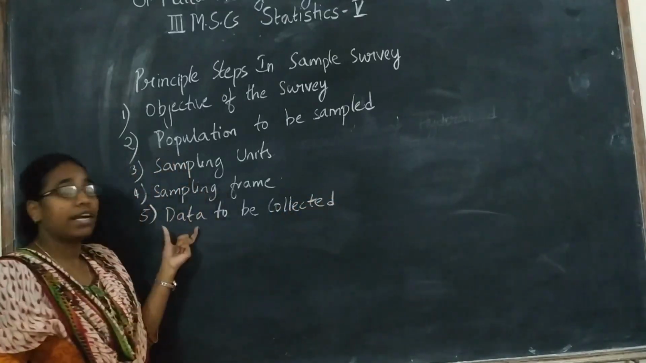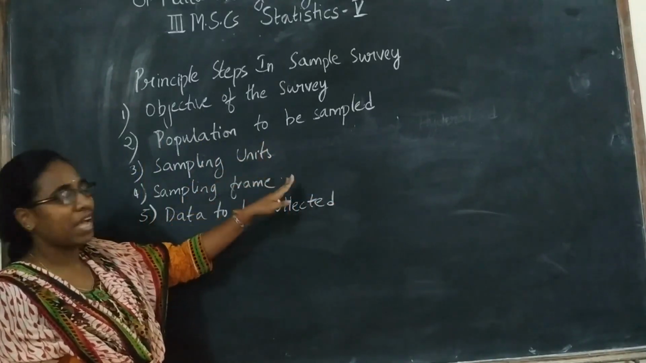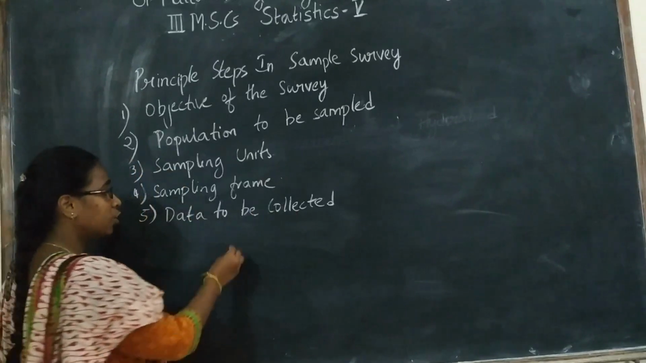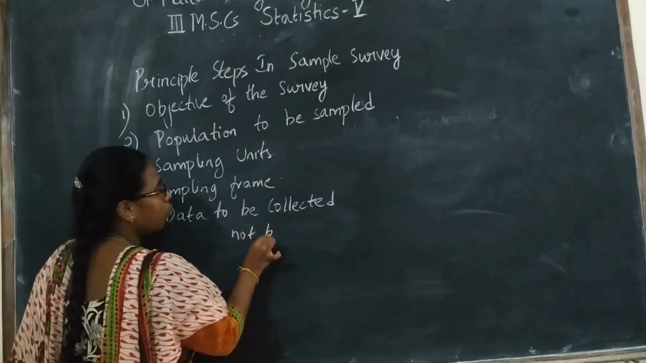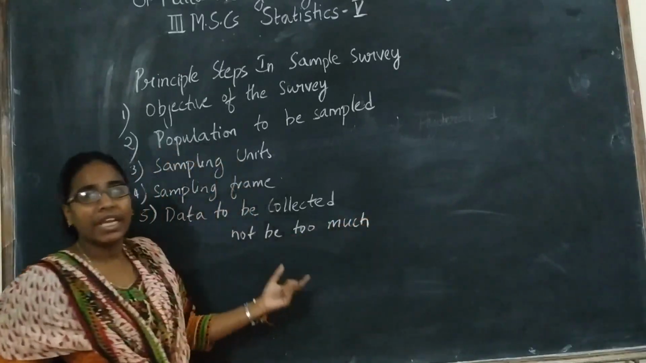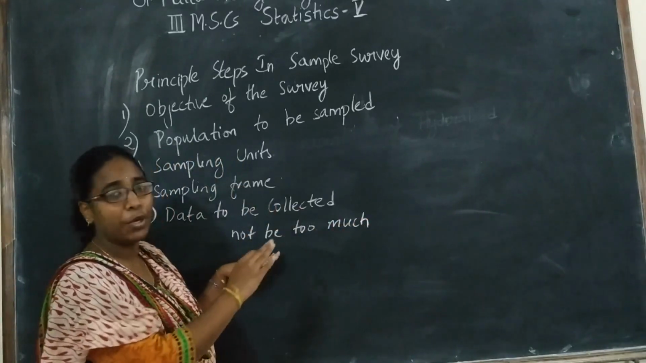Next is data to be collected. So we have population, we have sampling units, we have sampling frame. Now how to collect this data? This data should not be too much. Whatever data you are collecting, that should be enough to the required amount. That should not be too much.